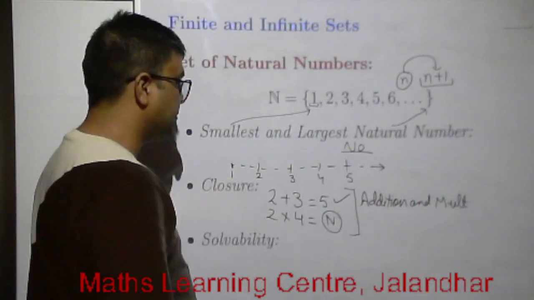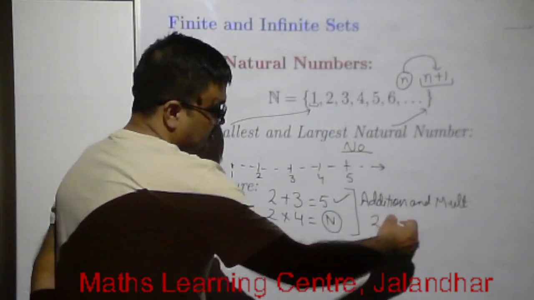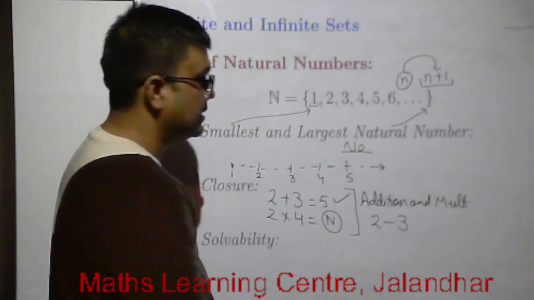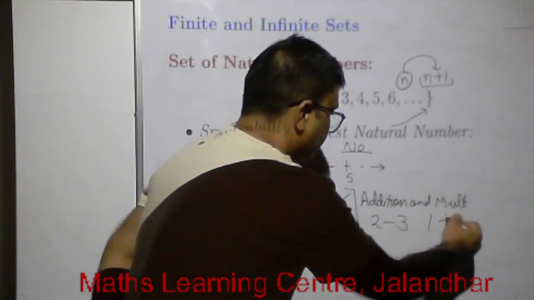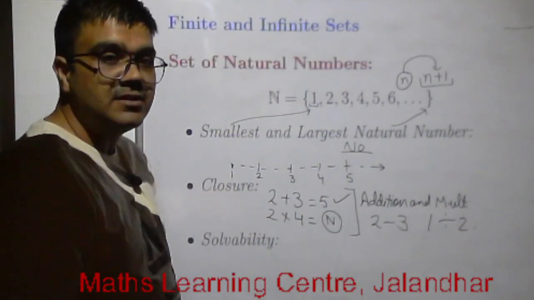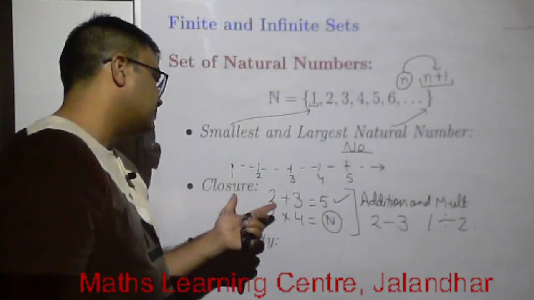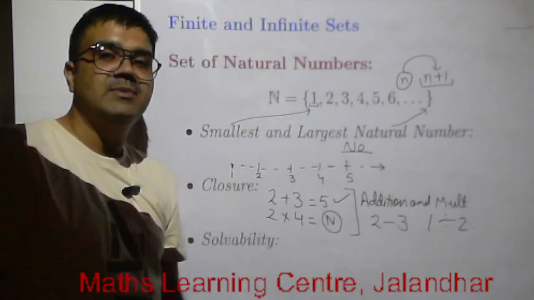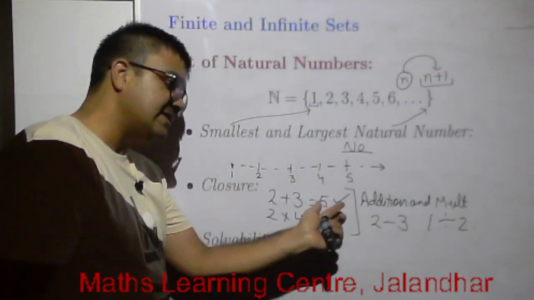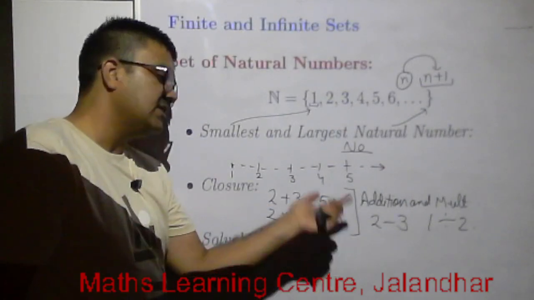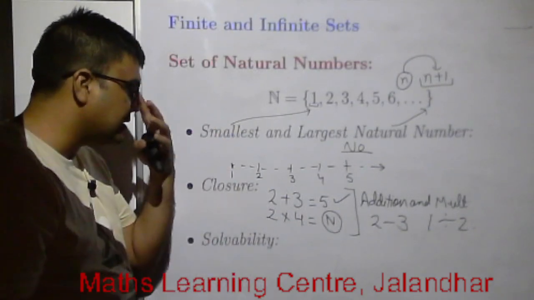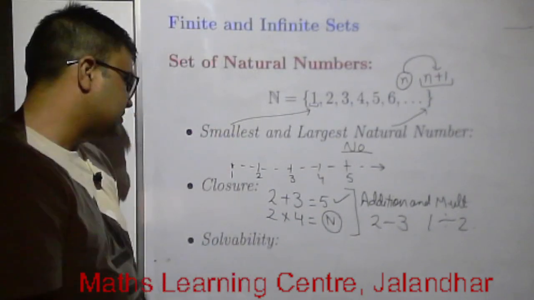If we are talking about subtraction, if I subtract 2 from 3, it is not a natural number. If I divide 1 by 2, it is not a natural number. So we are saying that natural numbers are closed under addition and multiplication. Closed under means that if I add two natural numbers, the answer is a natural number. If I multiply two natural numbers, the answer is a natural number. So these are some basic properties that I have listed over here.